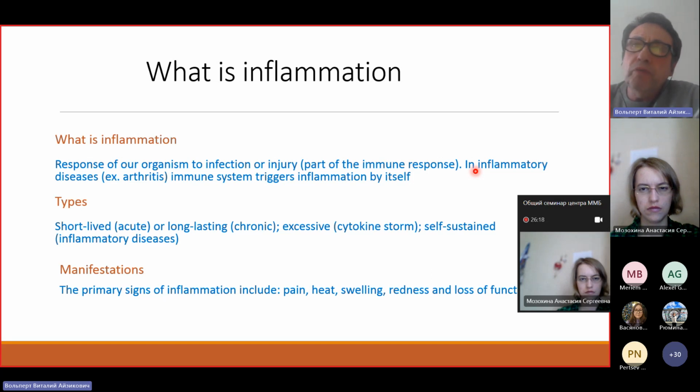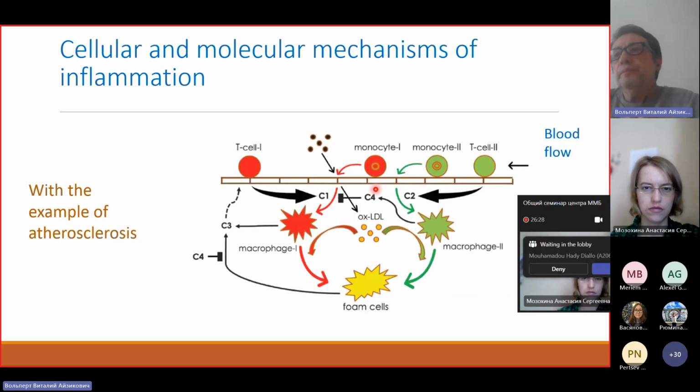So this is what we are trying to understand now. Well, there are some signs, manifestations of inflammation. I skip that.